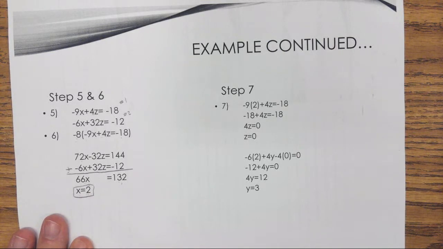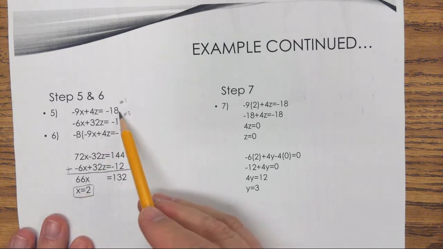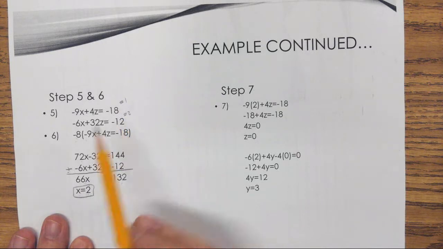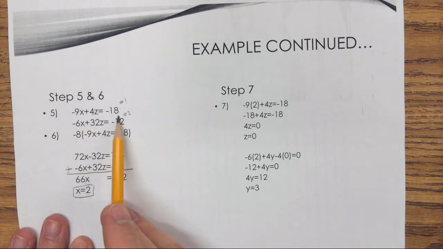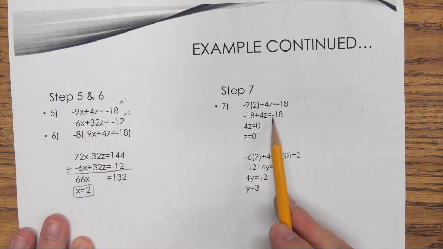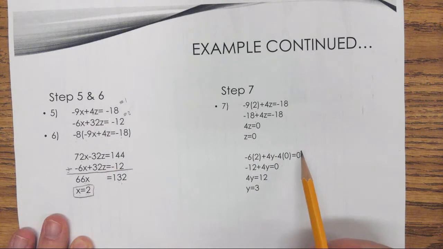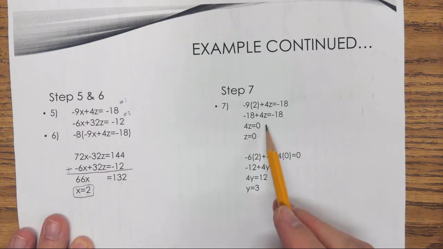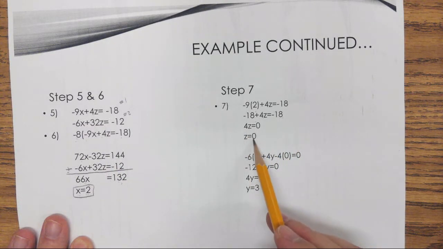And that's the key. After I solve for one of the variables, I can take the solution of this variable and plug it into one of these two equations. It does not matter which one you pick. So I'm going to pick this one, plug the 2 in. I get negative 18 plus 4z equals negative 18. Add 18 both sides. Divide by 4. I get z equals 0.